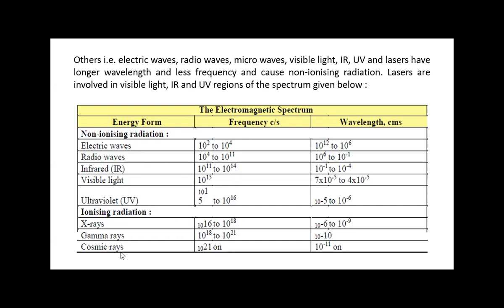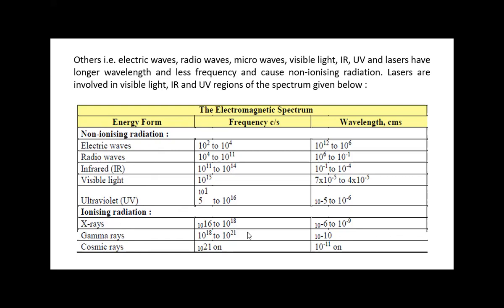So if you observe the cosmic rays, which are under the ionizing radiation category, the frequency of these cosmic rays is 10 raised to 21 cycles per second. And if you observe the wavelength, that is 10 raised to minus 11. So the wavelength is short, which means high energy is there. And if high energy is there, it has a high potential to penetrate your body. So ionizing radiations are more damaging and have more energy as compared to the non-ionizing radiations.